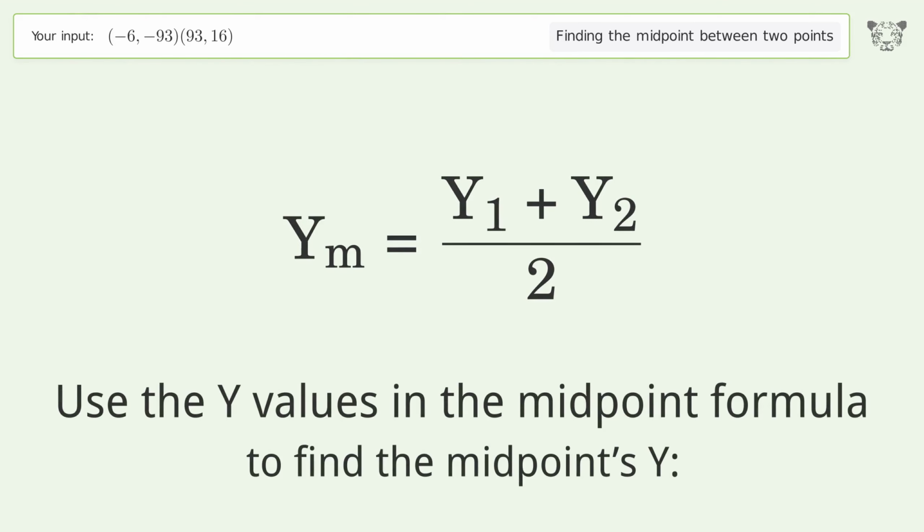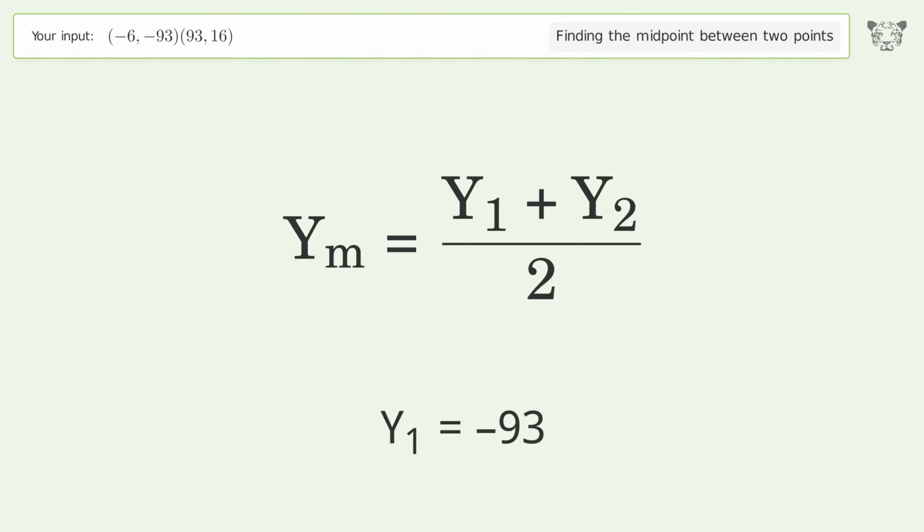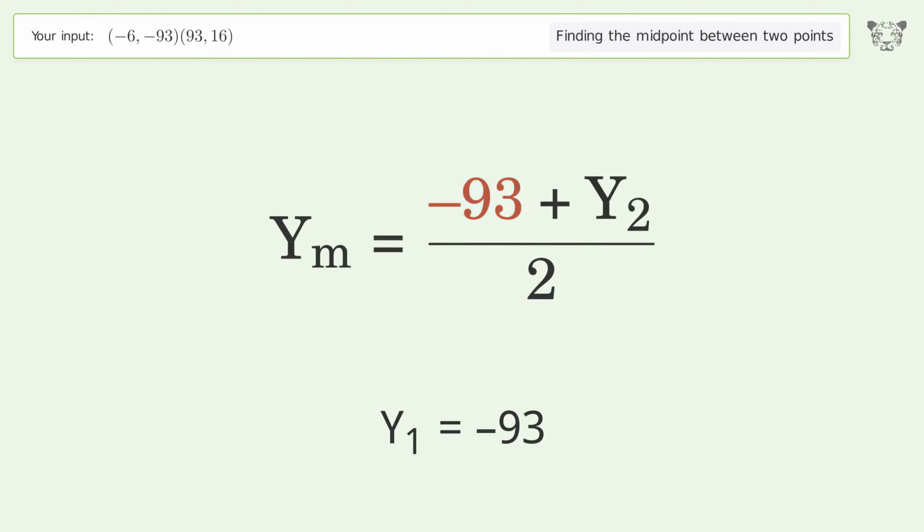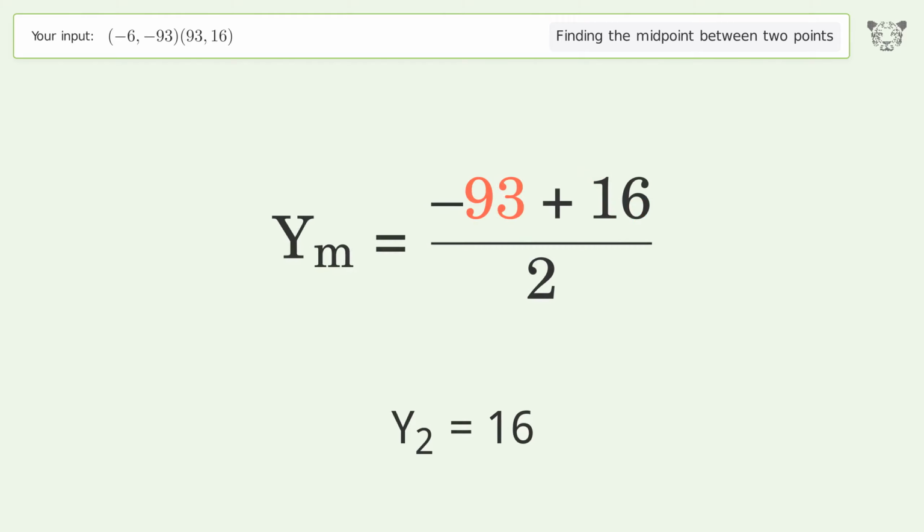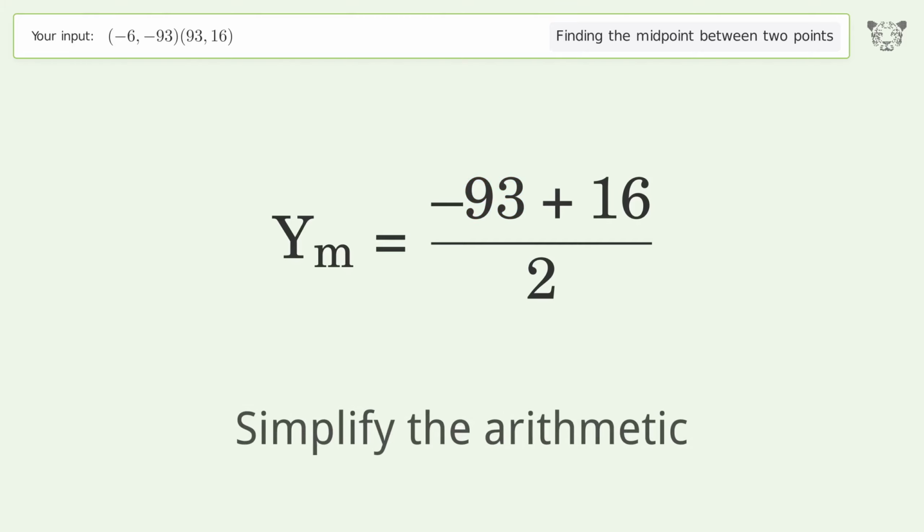Use the y values in the midpoint formula to find the midpoint's y. y1 equals negative 93. y2 equals 16. Simplify the arithmetic.